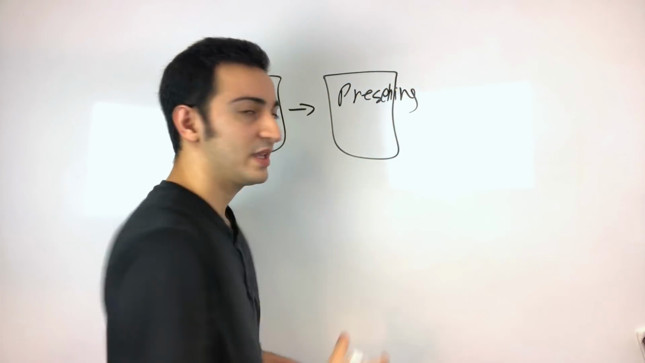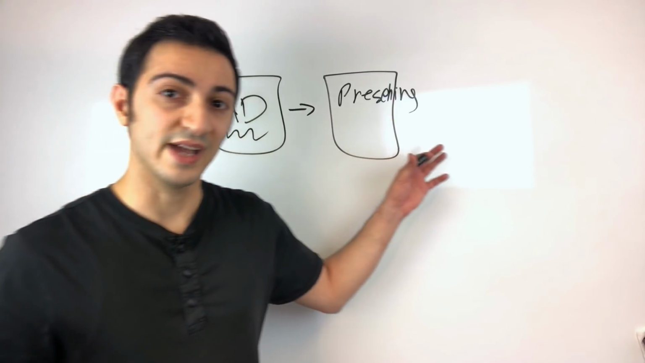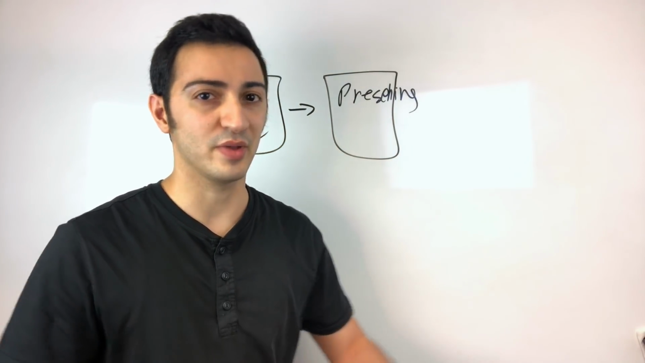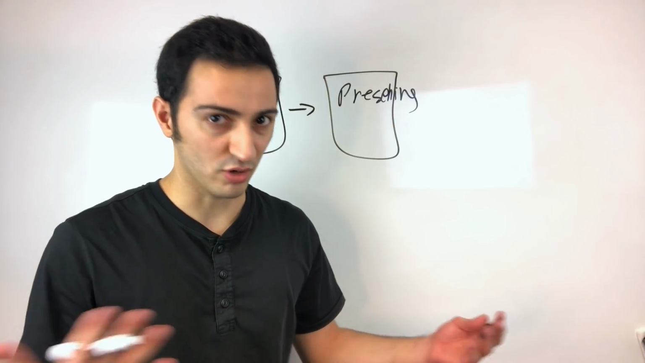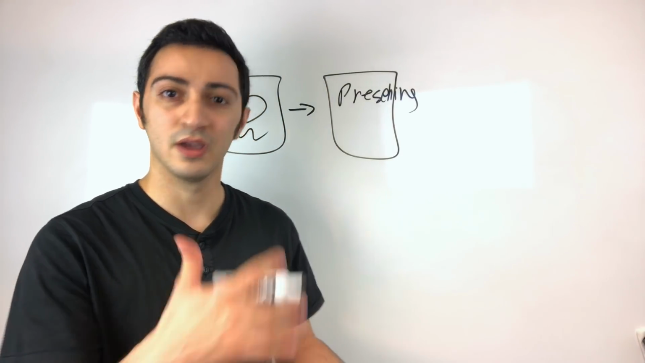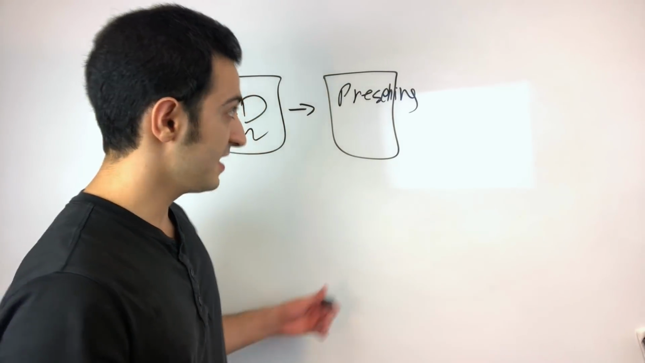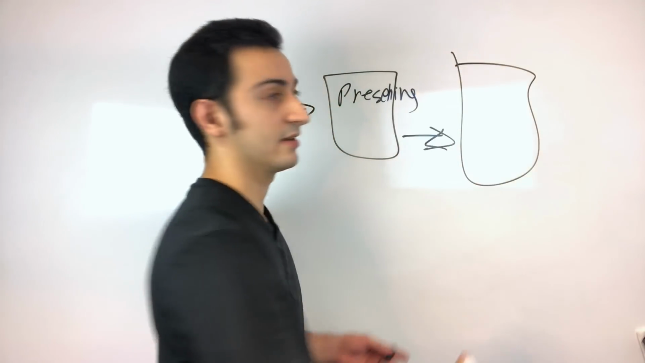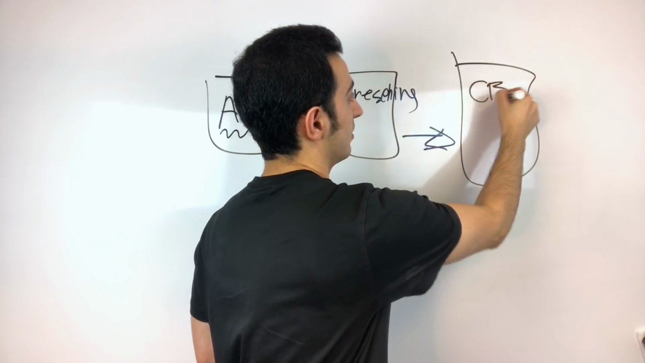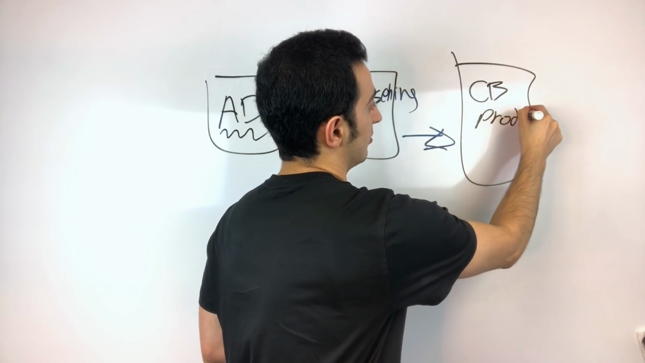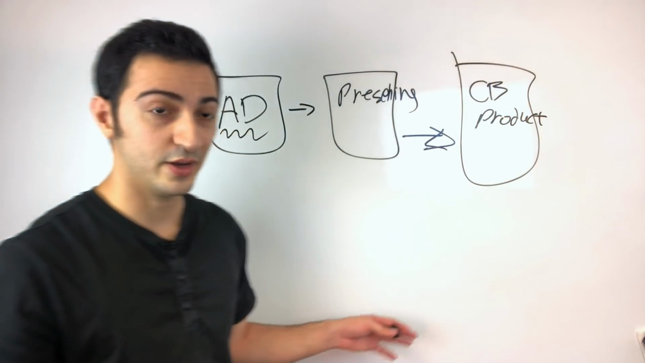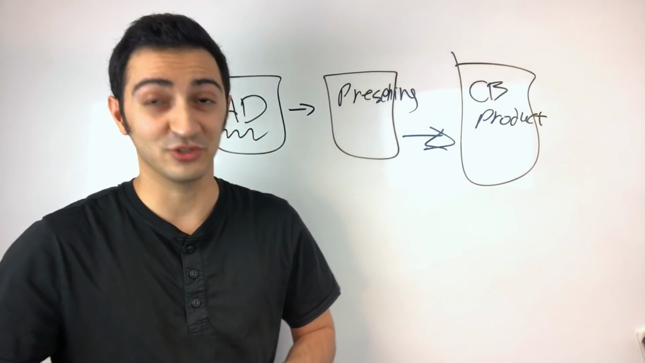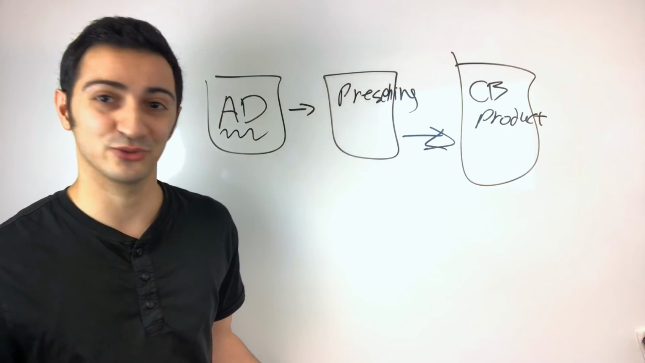Pre-selling is basically, instead of sending someone to a landing page, you send them to a content page where they learn something. Maybe it's a video, maybe it's a text article or something like that, or a mixture of video and article, and then from there you send them to a Clickbank product or affiliate product. Now, this is really simple, but there are actually many things that you have to get right in order to make this work.